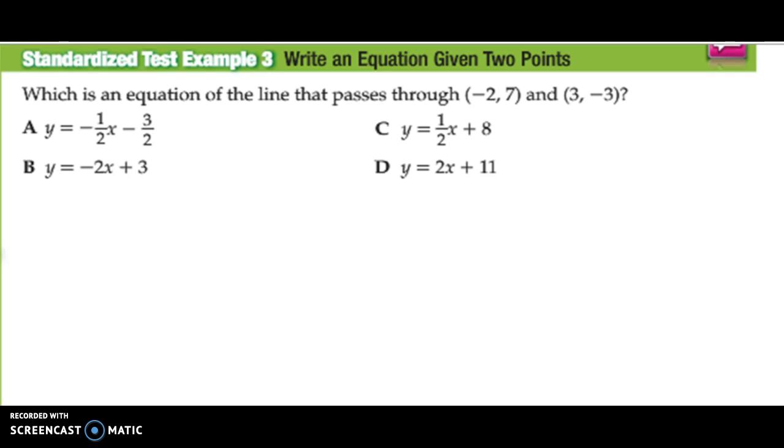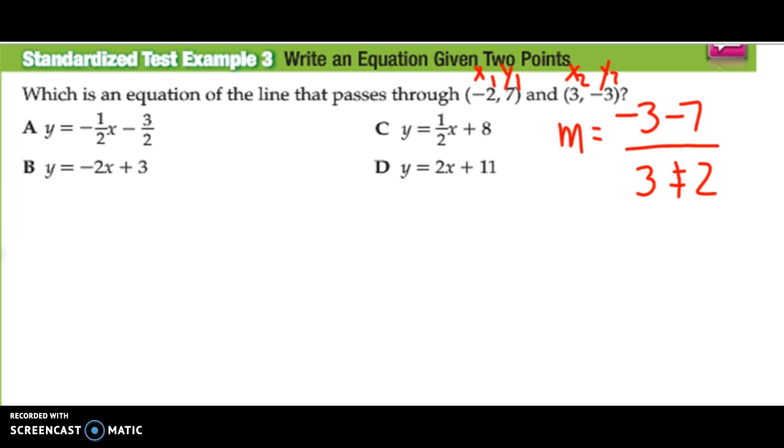So first I'm going to find my slope. Okay, well the nice thing is I have 2 points, x1, y1, and x2, y2. So to find the slope, it's going to be -3 minus 7 all over 3 minus a -2. Okay, so -3 minus 7 is -10, and 3 plus 2 is 5. So -10 divided by 5, my slope is really -2. So right away, I can get rid of A, I can get rid of C, and for that matter, I can get rid of D.